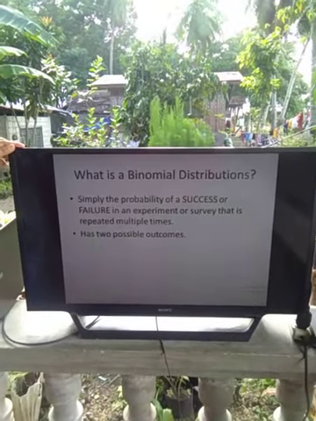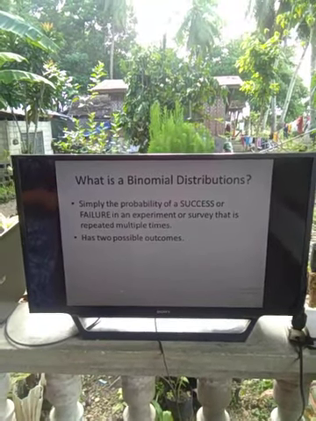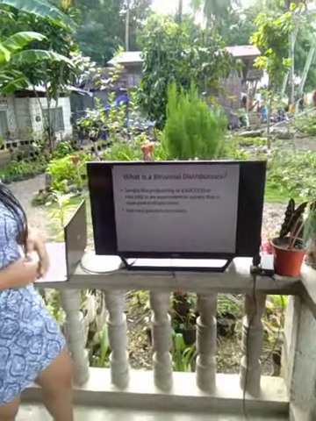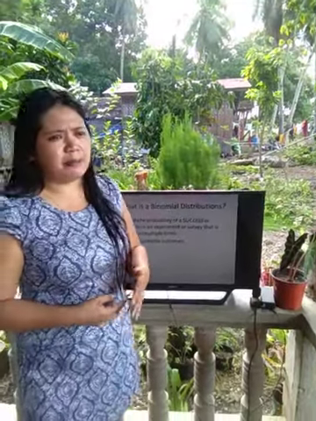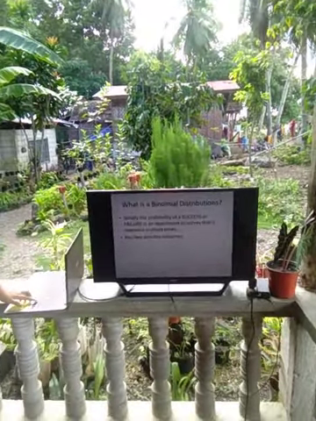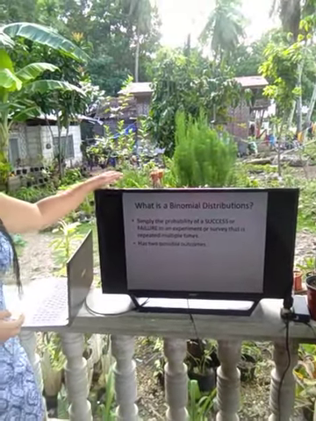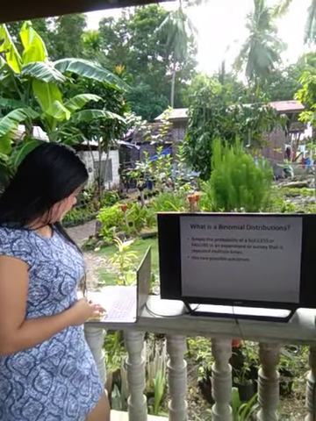A binomial distribution is simply the probability of a success or failure in an experiment or survey that is repeated multiple times. It has two possible outcomes, meaning the prefix "bi" means two. A simple example is tossing a coin. The outcome is heads or tails. Even though you toss it many times, the outcome will be heads or tails, two possible outcomes.